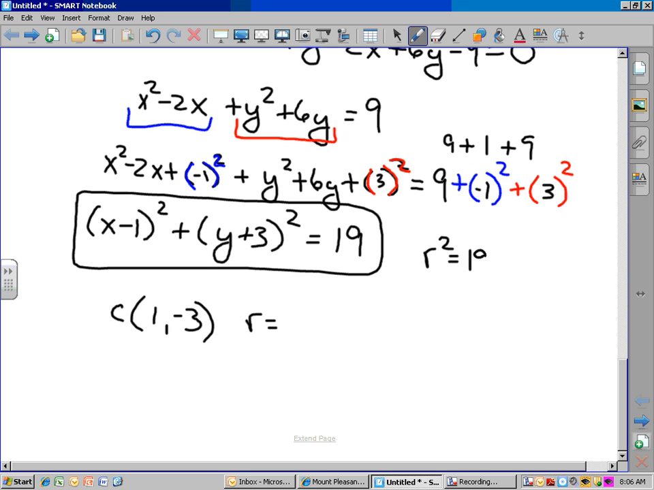R squared is 19, so R would be square root of 19. Very good. And we could graph that, right? Plot the center, and then we go up, down, left, and right, square root of 19. We have to get a decimal approximation on that, right? I think you could do that, though, if I asked you to graph a circle.